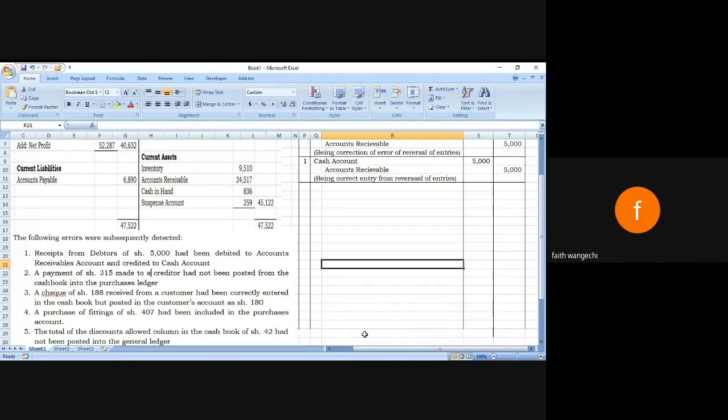Excuse me, sir. Yes, I can't get the difference between the first entry and the second entry.